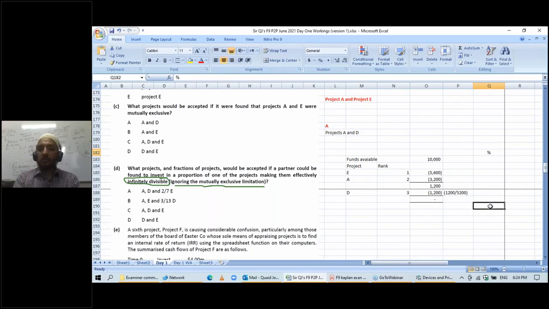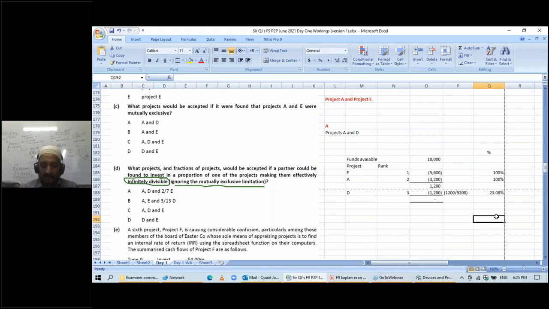Now in this case, we need to know what percentage of each project you should select. Out of project E, you will select 100% because it was ranked 1. So obviously you will buy the whole of it. It's earning the best for you. Then the second best was project A, so you invested 100% of it. And in project D, divide 1,200 by 5,200 and multiply by 100 to arrive at the percentage you can invest. So approximately 23%, or 23.08%, you can invest in project D.